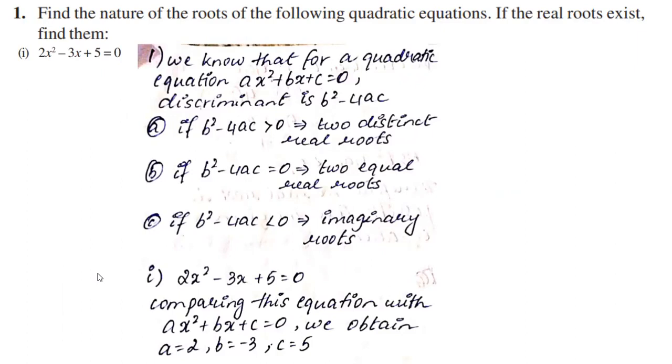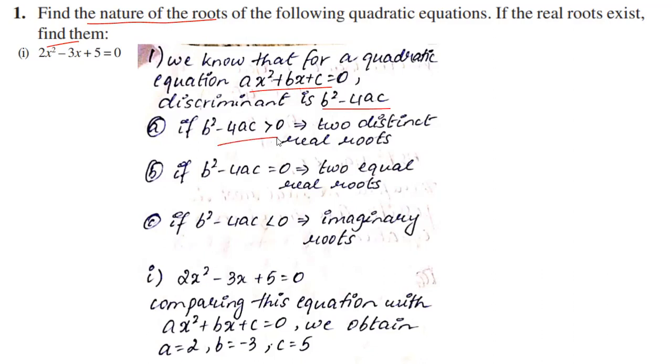If the real roots exist, find them. First, you have to find the nature of the roots. Then, find the roots if they are real. We know that the quadratic equation standard form is ax square plus bx plus c equals 0. Discriminant is b square minus 4ac.